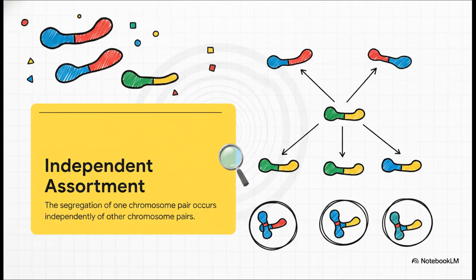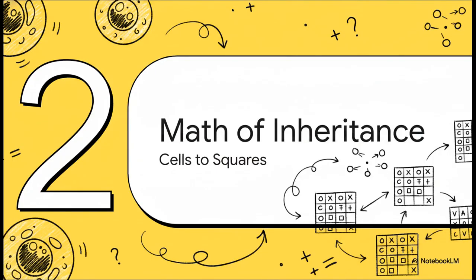Basically, it's the principle that the segregation of one chromosome pair happens entirely independently of the segregation of any other pair. It ensures that maternal and paternal genes mix independently, which guarantees a massive shuffling of the genetic deck every single generation. Moving right along to section 2, the math of inheritance, from cells to Punnett squares.